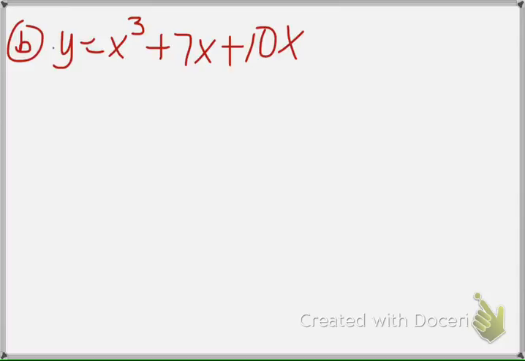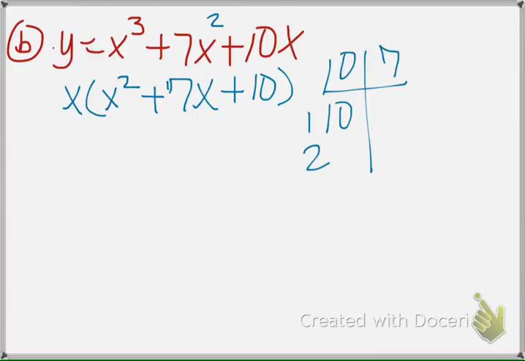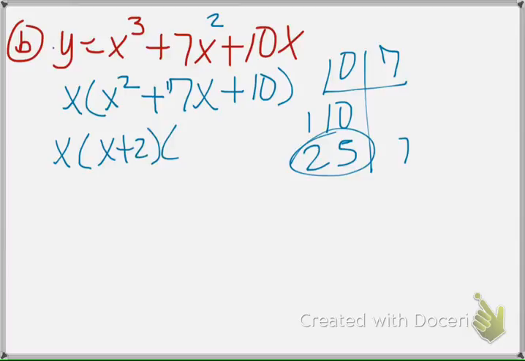When we look at this one, once again, what does it have in common? X. So we remove an x from x cubed, and we end up with x squared. Remove an x from 7x squared, and we have 7x left over. Sorry, this was supposed to be a 7x squared. My bad, I apologize. So then we have 7x left over, and this here becomes a 10. So we're looking for the factors of 10 that add up to 7: 1 and 10, 2 and 5. Who's going to add up to 7? 2 and 5. So these are the ones I'm using. So then this is x, x plus 2, and x plus 5.